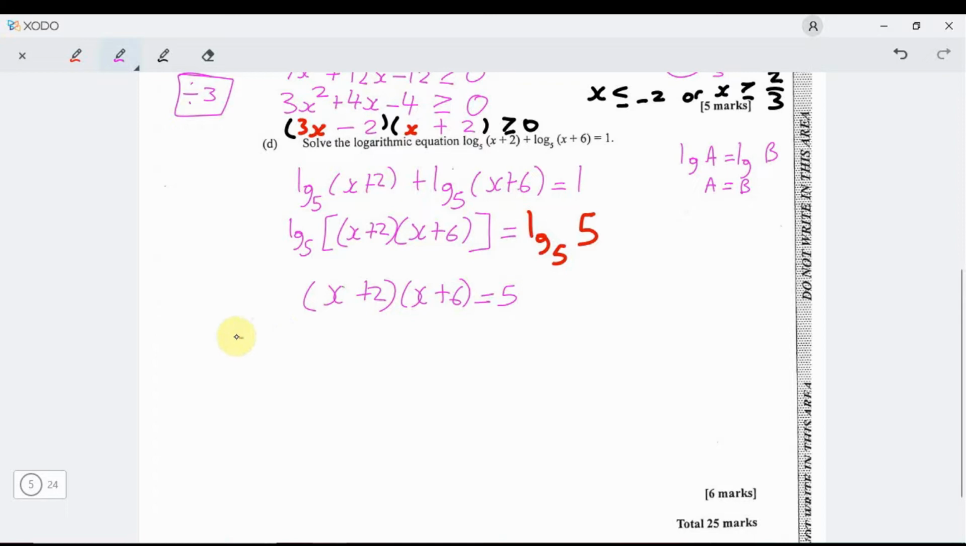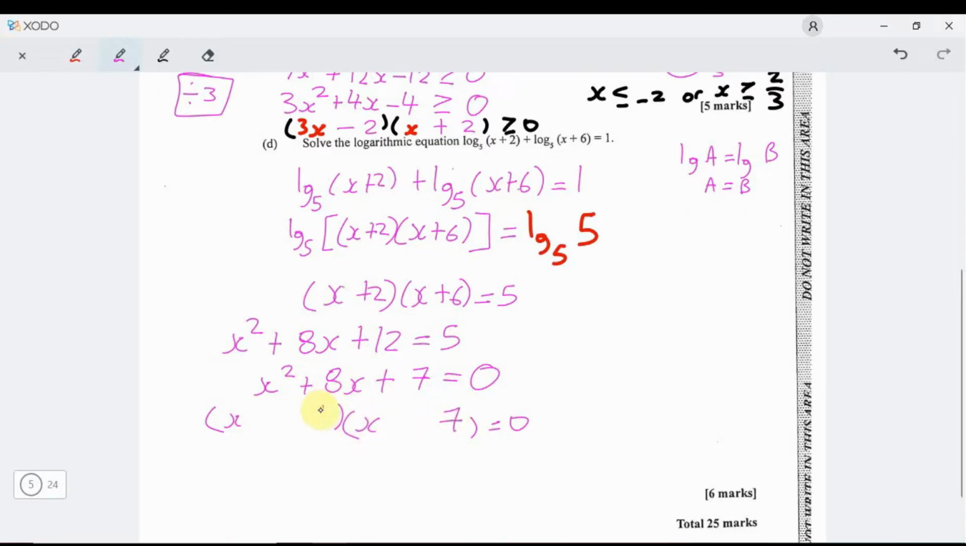So expanding, we're getting x squared plus 8x plus 12 is equal to 5. Bring over the 5, so it becomes x squared plus 8x plus 12 minus 5, that becomes 7, is equal to 0. Then we can factorize it. The signs are the same, both are positive. So 7, 1, plus and plus. So in that case, x is equal to minus 1, or x is equal to minus 7.